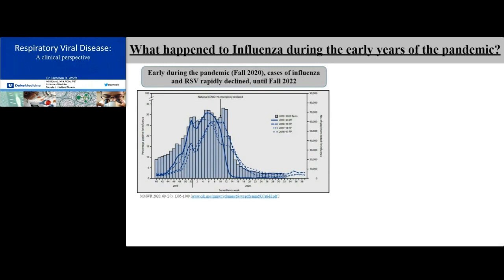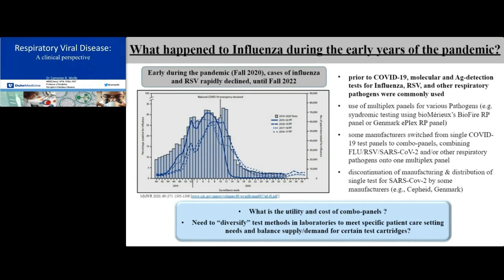Such multiplex respiratory virus panels already existed prior to the pandemic and included a variety of common respiratory viral and bacterial pathogens. Examples include the GenMark ePlex and the BioFire upper respiratory infection panels. During the subsequent months of the pandemic, manufacturers also expanded these test panels for the inclusion of SARS-CoV-2 and often discontinued manufacturing the COVID-19 singleplex cartridges.